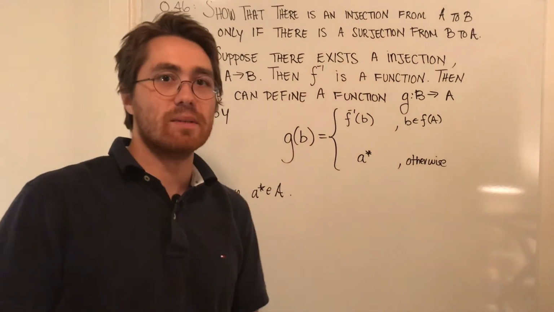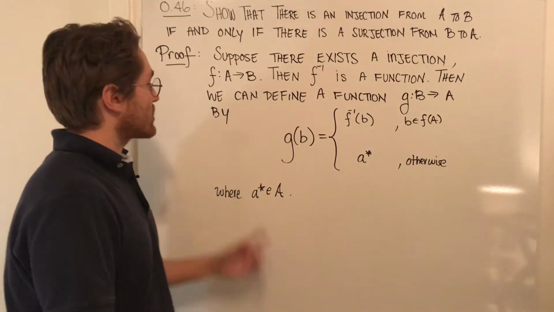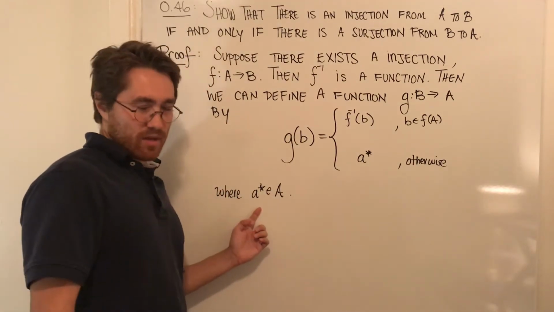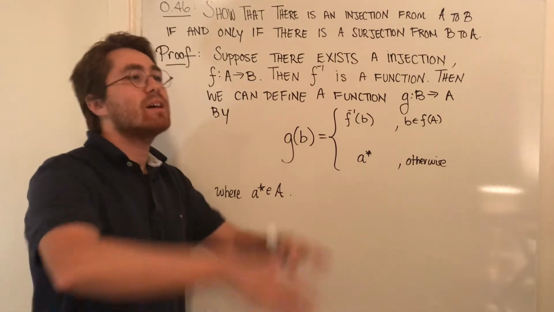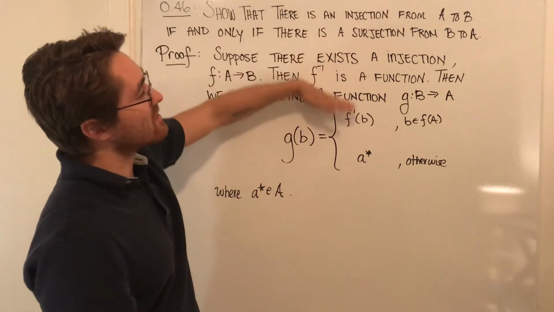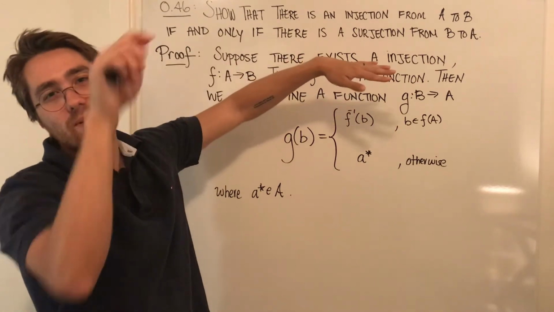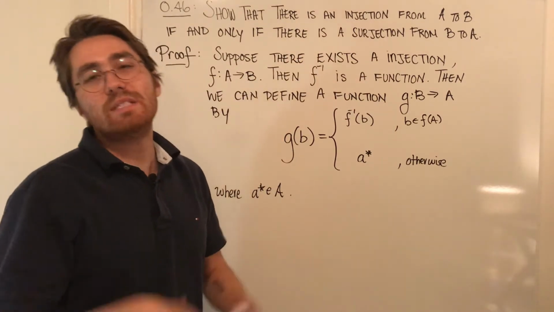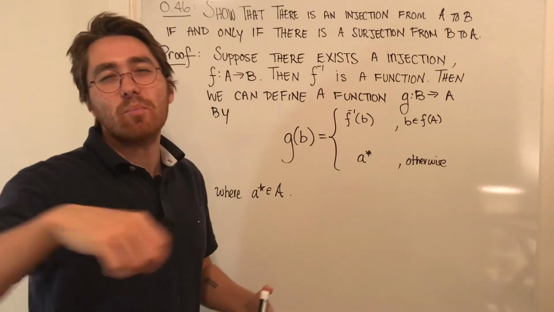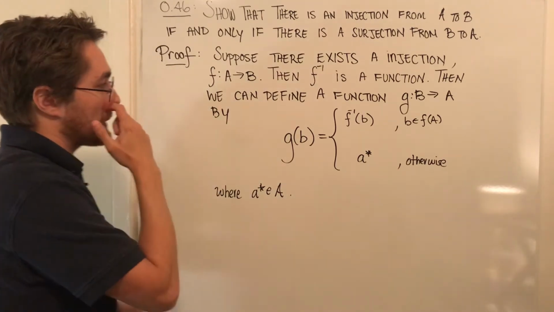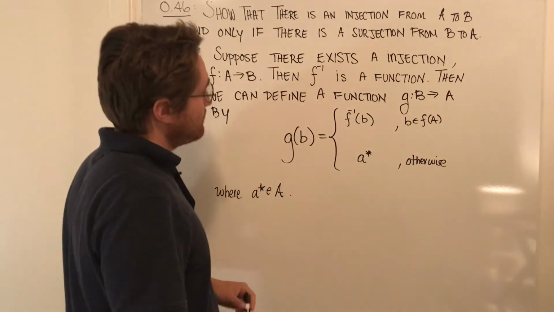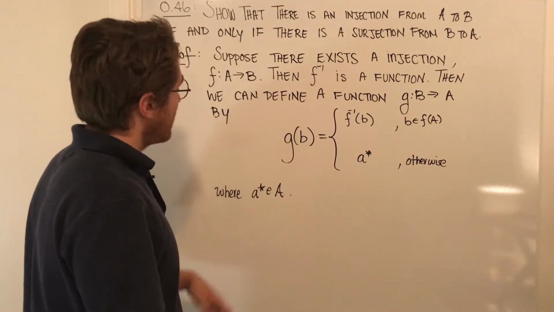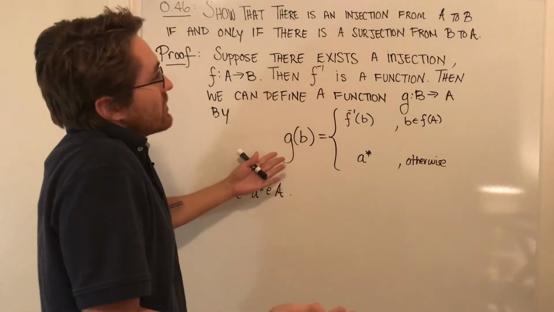We're not too guilty here. I mean, this is acceptable. We're just saying a star is some arbitrary element. Like I said, if you want to clarify, you can say up above, okay, let a star be some element of A, or since A is non-empty, we can pick a star in A. But it's not that important, and we get the idea across here. Okay, so now that we've done this, we have our function g.